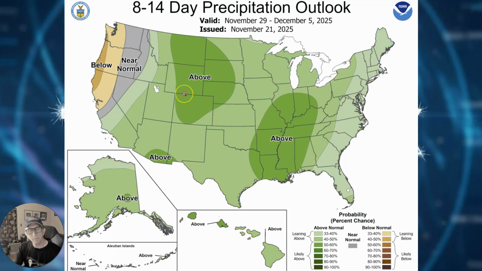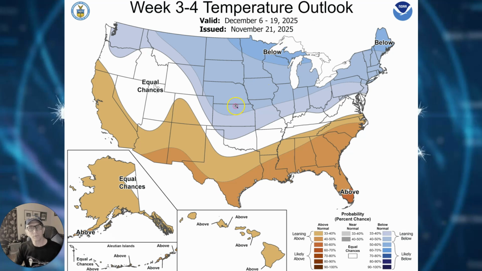Precip above normal for most of the nation and along the west coast. Below normal chances, probabilities are leaning towards below normal precip, drier than normal, and near normal moving to the east here, like we talked about, right? Now we do week 3 or 4, the 6th through the 19th.